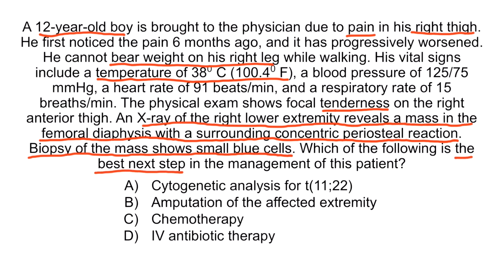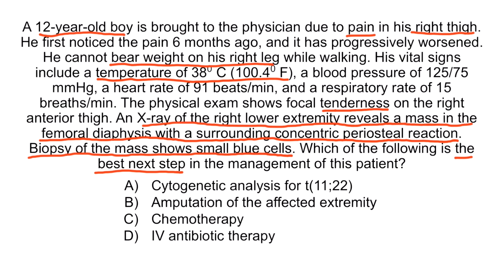A. Cytogenetic analysis for a translocation between chromosomes 11 and 22. B. Amputation of the affected extremity. C. Chemotherapy. Or D. IV antibiotic therapy. All right, this patient presents with right thigh pain and tenderness, the inability to bear weight on the ipsilateral leg, and a low-grade fever. A fever is suggestive of a generalized inflammatory state and can be present in an infection as well as malignant conditions like Ewing sarcoma.